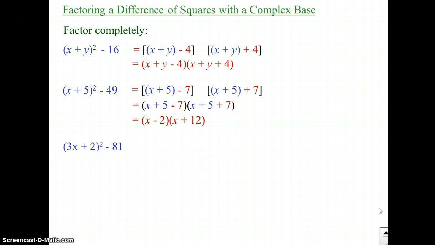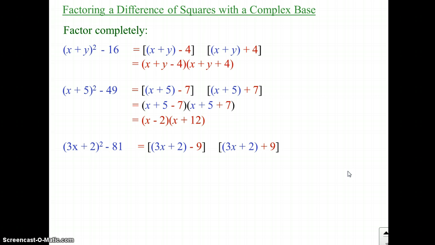So we're going to make our two sets of brackets, put the square root of the first term in the front of each bracket, and the square root of the last term in the back of each bracket. So 3x plus 2 goes in the front, 9 goes in the back. Make them conjugates, one negative, one positive. We're done factoring.